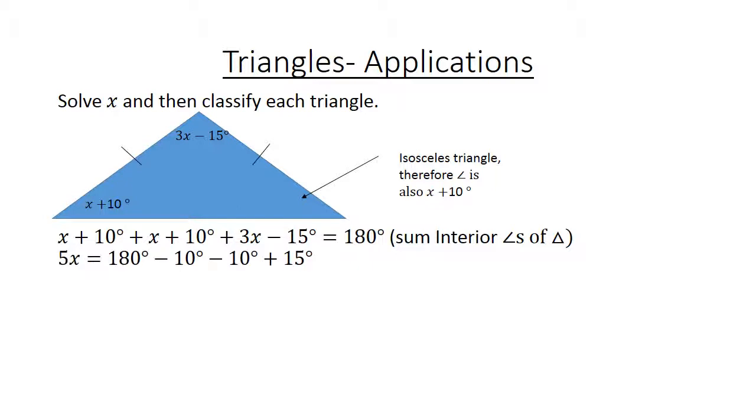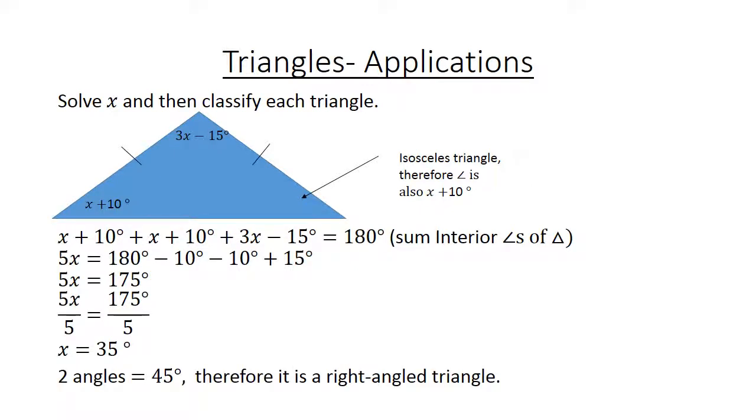We add all the x's. 5x equals 180 degrees, minus 10 degrees, minus 10 degrees, plus 15 degrees. 5x equals 175 degrees. Divide both sides by 5. x equals 35 degrees. Two angles are equal to 45 degrees. Therefore, it's a right-angled triangle.